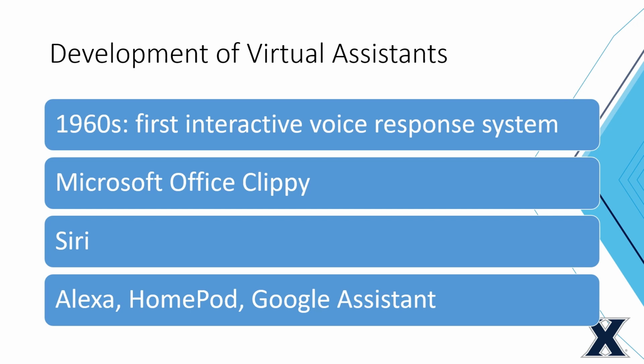And then moving into today, we have all of these technologies integrated into homes already, like Amazon Alexa, HomePod, Google Assistant. These things can do a lot of things and are voice activated. They can play music, make phone calls, and can even be integrated into homes. Things like turning on and off lights and even locking your doors can be done with these systems.